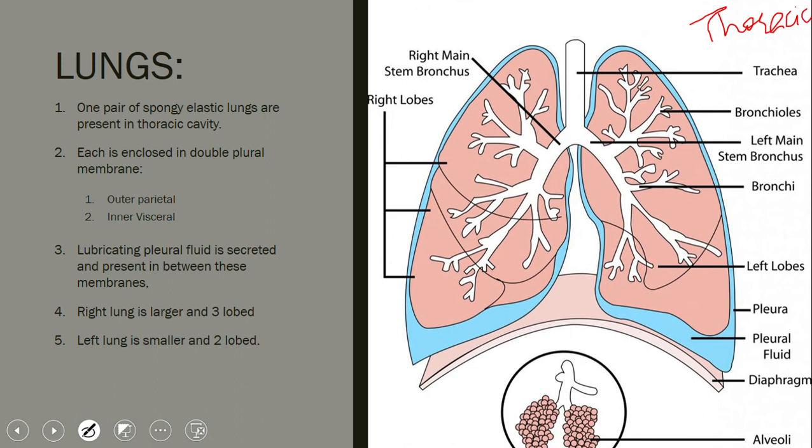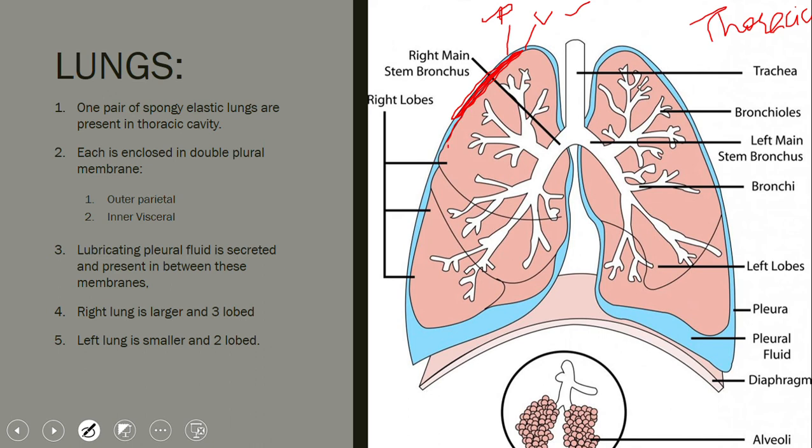Now this cavity has a pair of lungs, and these lungs are enclosed in two membranes. The outer one is called the parietal membrane. The inner one is called the visceral membrane. In between these two is filled the fluid which is called the pleural fluid. This pleural fluid is secreted by these two membranes, as well as enclosed in these two membranes, and it is a lubricating fluid there.